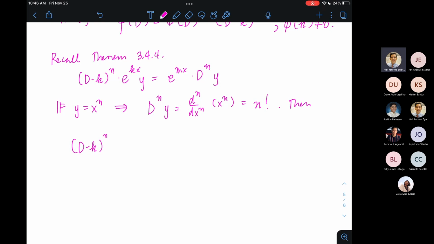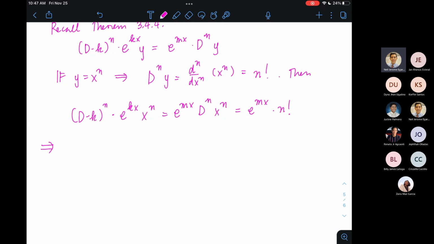So kapag nag-apply ka ng d minus k to the n, sa e to the kx times x to the n, ito ay equals sa e to the kx, d to the n, x to the n by theorem 3.4.4. But by our remark just now, this is equal to e to the kx times n factorial. Okay, and then we can apply the operator phi of d to both sides of the equation that we have just now. So I'll apply phi of d yun sa d minus k to the n applied kay e to the kx times x to the n.